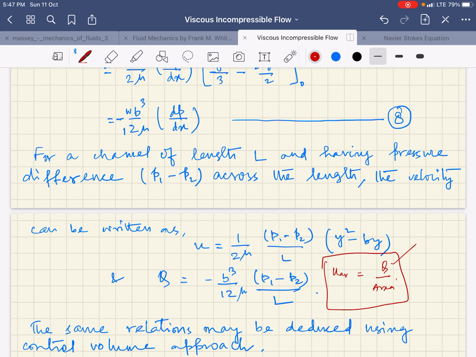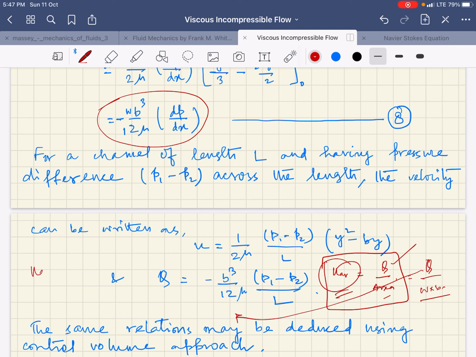So if you find out this Q and you know this area, here area will be W into B. So this is actually W into B. If you put it like that, you find this U average. Here Q you need to put as this, in the form P1 minus P2, or in this manner also you can put to find out the average velocity, and thereby you can also find out this U average by U max, what is the ratio it is coming.